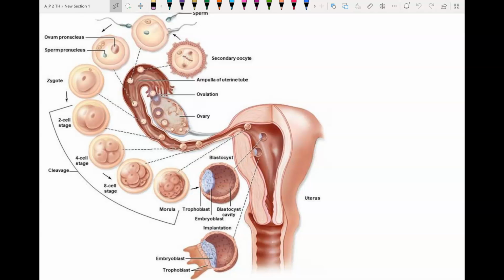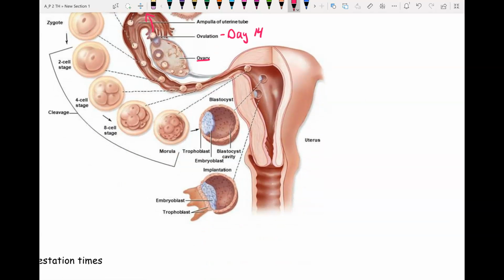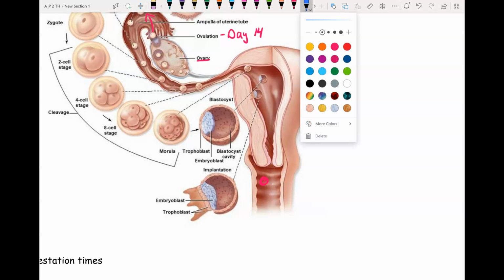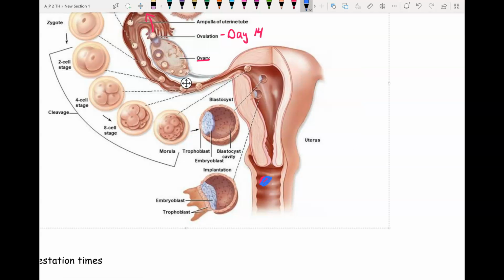Remember this picture of the ovary from chapter 28 and all the different steps of what's going on in the 28-day cycle? On day 14 is ovulation. That's where the egg is released from the ovary and it goes into the fallopian tube. Then you also have sperm deposited in the vagina. So semen would be deposited here in the vagina.